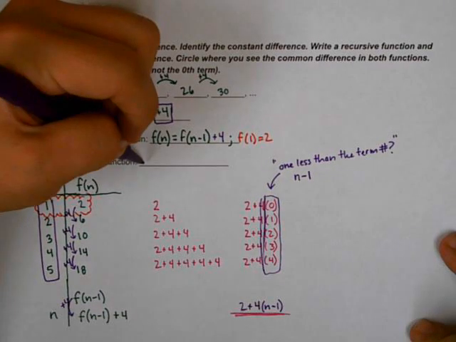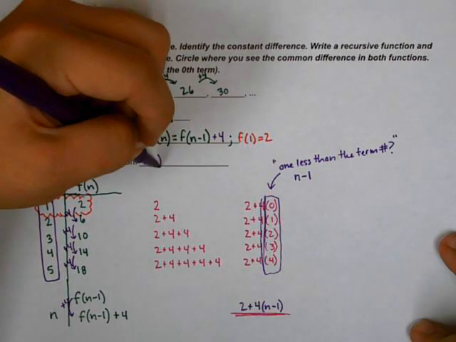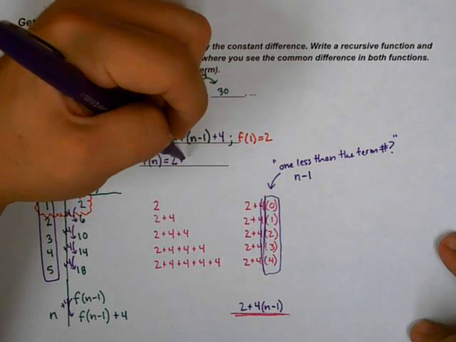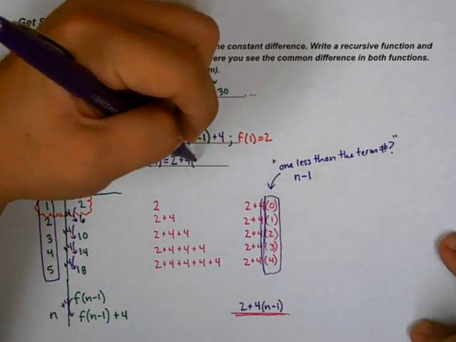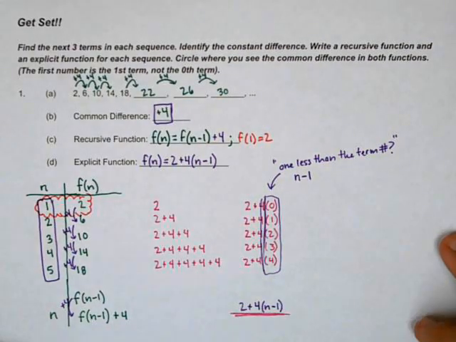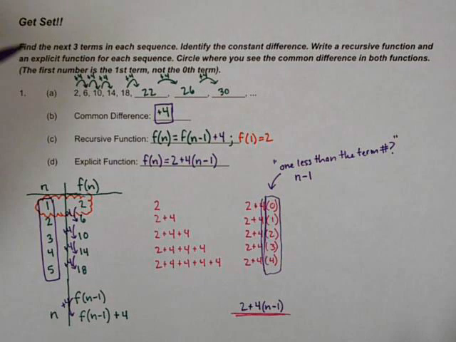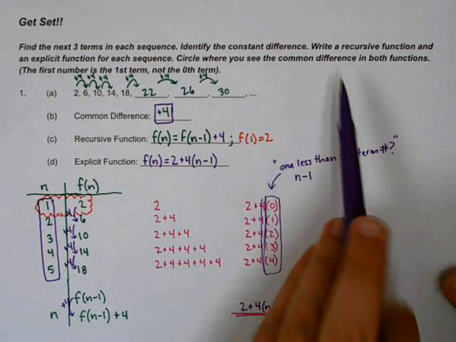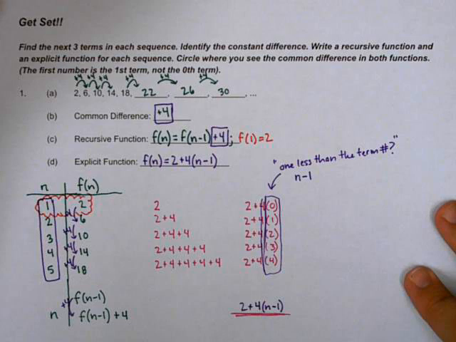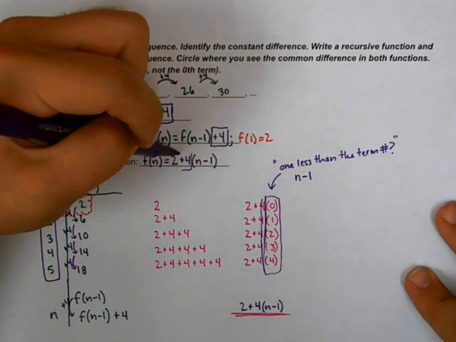And so this is what we're really caring about with our explicit function. We're going to have f of n equals 2 plus 4, but instead of multiplying it by n, we're going to multiply it by n minus 1. And so, to go along with this idea of circling where you see the common difference, hopefully we see it right here, and again, we see it right here.